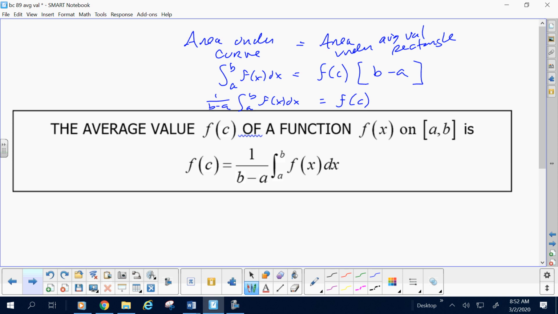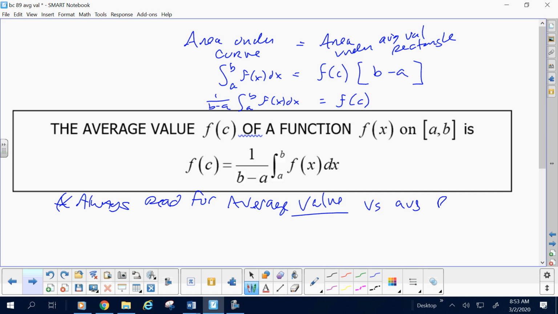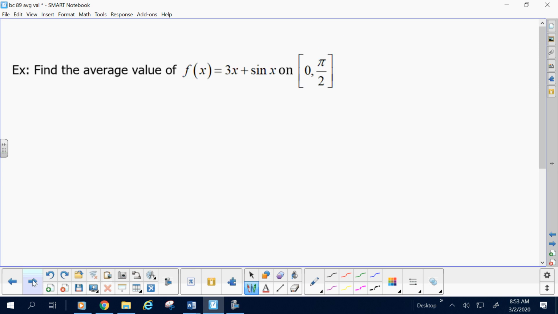Now read carefully, please. Always read for average value versus average rate of change. Average value is this idea. Average rate of change is what we've been doing forever, where you're finding a secant slope or a rate of change over an interval. They're different. Don't confuse them. Read carefully. All right? So, with that said, let's try a simple problem. Say I asked you to find the average value of this function on the interval.